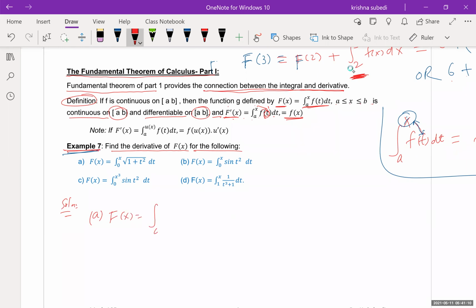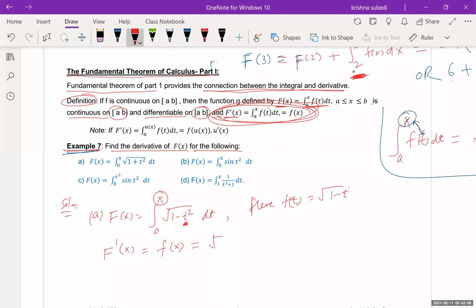F of x is given as the integral from 0 to x of the square root of 1 minus t squared dt. So according to this formula, you see this formula right here? All you need to do is replace this t, whatever the variable is, by x. So basically you will get f of x, which means the derivative will be f of x. That's it. Remember here f of t equals the square root of 1 minus t squared. That is your f of t. Now all you need to do is write f of x. So f of x will be the square root of 1 minus x squared, done.